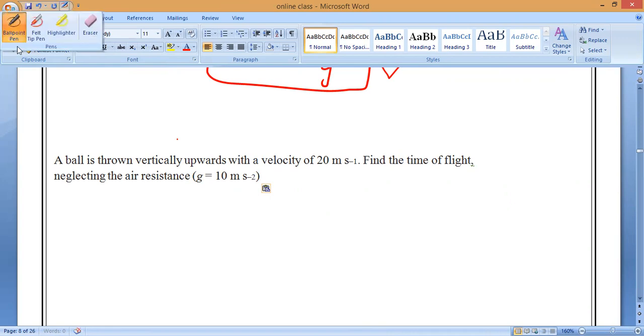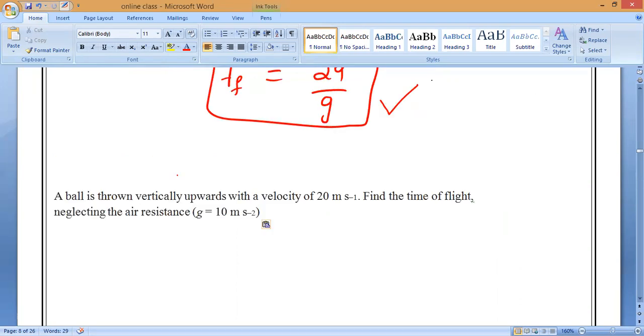Now this is the first question. Let us see. First, don't use the formula. Let us solve using equations of motion. We know three equations of motion. What is the first equation? V is equal to U plus AT. When do we use this equation, guys? When we know velocity and time, use this equation.